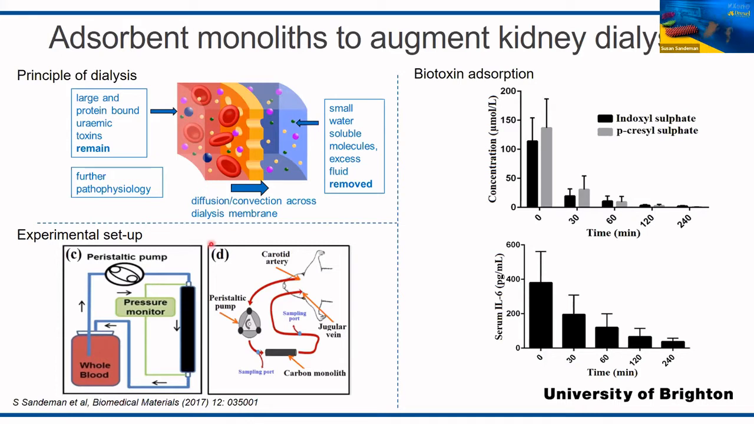So we set up an experimental system spiking with toxins and showed removal over time, and then tested this system in a small animal model for safety. And I haven't included all the data here, but you can see that there is a reduction in albumin-bound key uremic toxins. But also, if you remember IL-6, that key cytokine, there was also a reduction in cytokine over time.